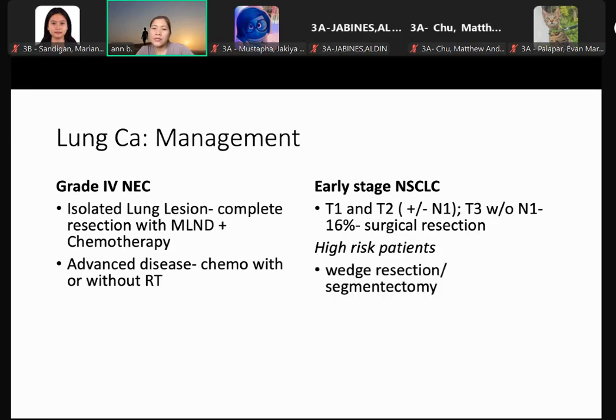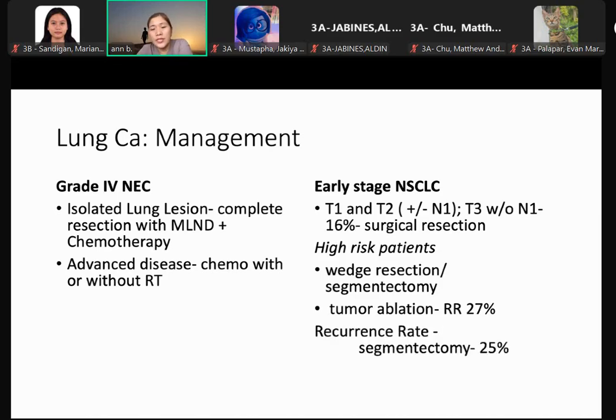For high-risk patients, meaning patients who have comorbidities or failed our risk stratification, we could offer them wedge resection or segmentectomy. Still surgical removal, but not lobectomy or pneumonectomy. We could also do tumor ablation with a relative risk of 27%, and the recurrence rate with segmentectomy is 25%.